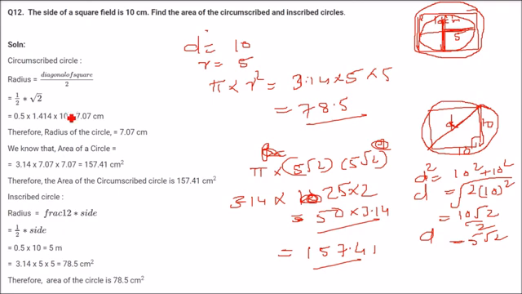This you can also solve another way, as given in front of you. But the main idea is that the side will be the diameter of the inscribed circle, and for the outside or circumscribed circle, the diagonal will be equal to the diameter.